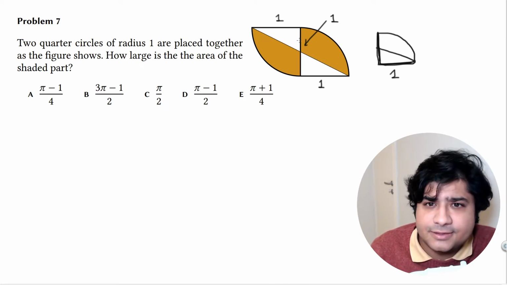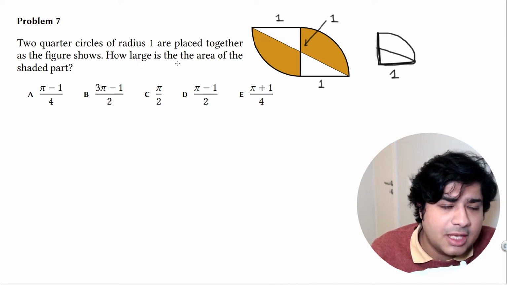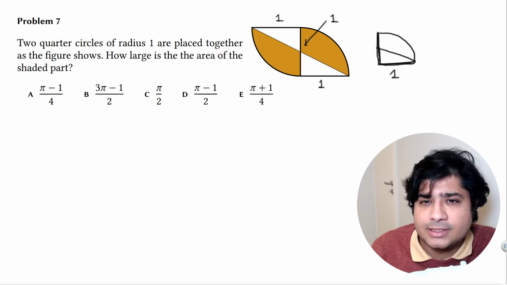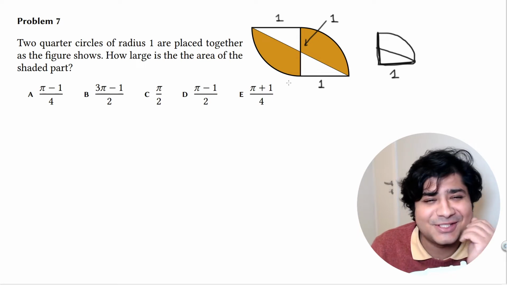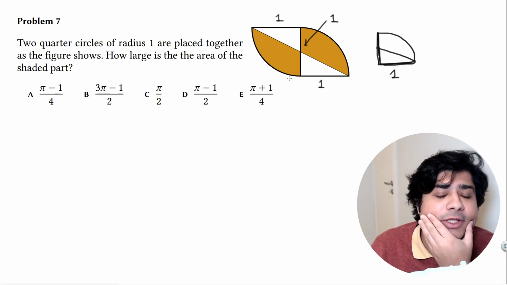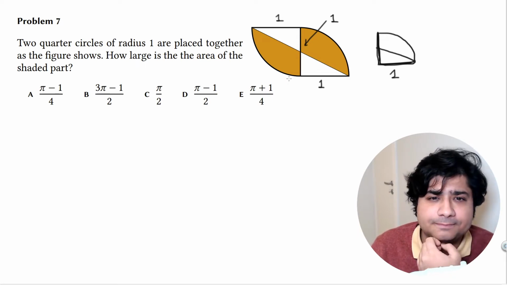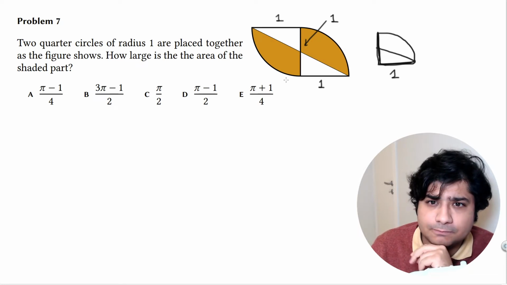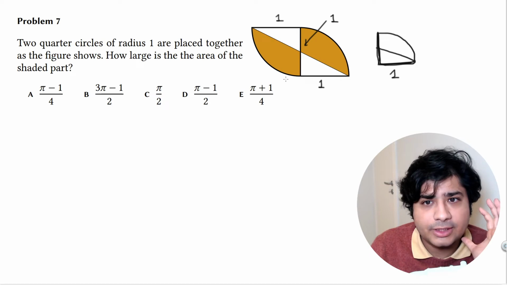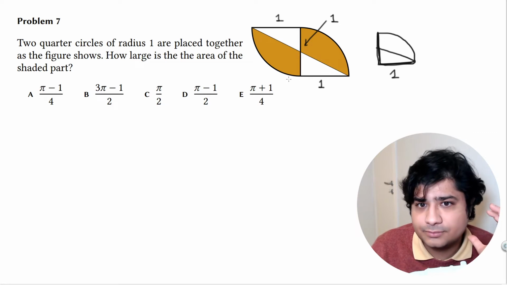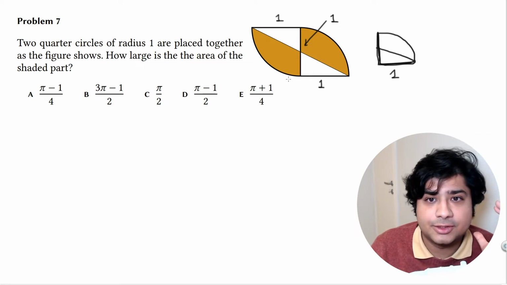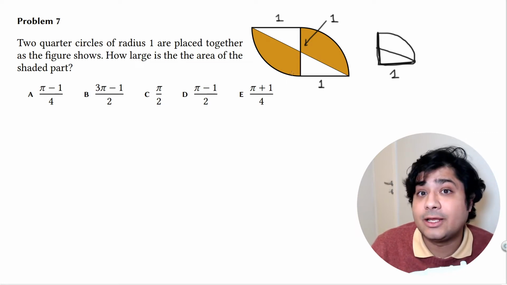The quarter circles are placed together as the figure shows, like this. How large is the area of the shaded parts, the 2 orange things together? Oof, okay, so how to think about this then? So let's think about what different kinds of figures we're dealing with.